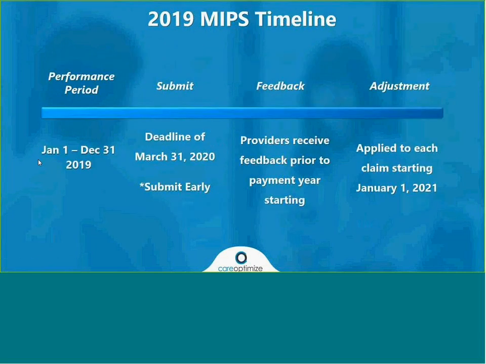A quick look at the timeline. No surprise there. The performance period, just like 2017 and this year, is going to run from the 1st of January to the end of December. You'll have until March 31st of 2020 to submit for 2019. CMS is requesting groups to submit early. Obviously, that helps them quite a bit. There will be a feedback portion and then the final adjustments, just like you're used to from last year and this year, which will start two years later, January 1st.